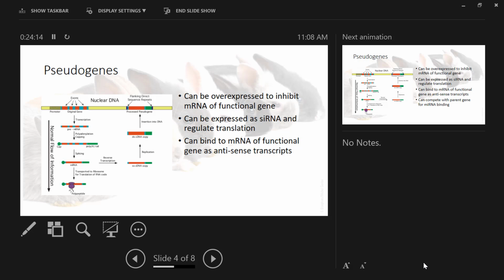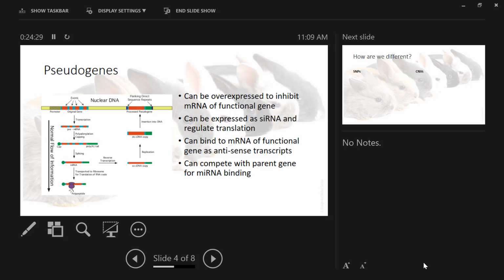Yeah, this is similar to these small interfering RNAs, but it can bind to them while they're still inside the nucleus, as what we call antisense transcripts. And then we have another type of regulatory RNA called microRNAs that basically regulate the rate of transcription.